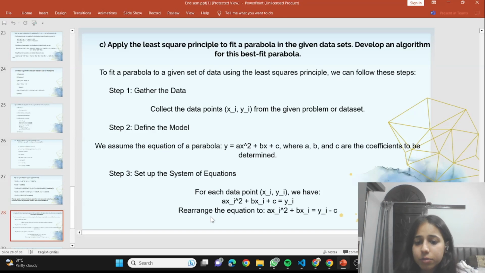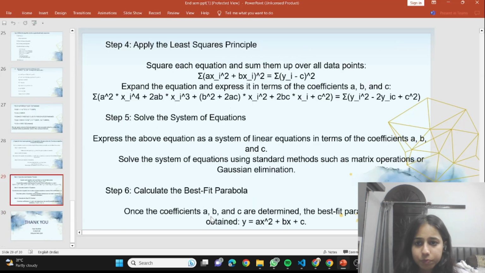Step 3, set up the system of equations. For each data point xi, yi, we have axi square plus bxi plus c equal to yi. Rearrange the equation to axi square plus bxi equal to yi minus c. Step 4 is apply the least square principle. Square each equation and sum them up over all data points. Summation of axi square plus bxi whole square is equal to summation of yi minus c whole square. Expand the equation expressed in terms of the coefficients a comma b comma c.